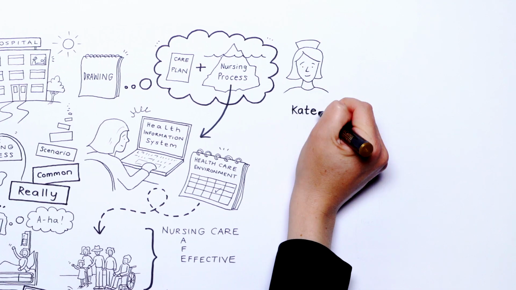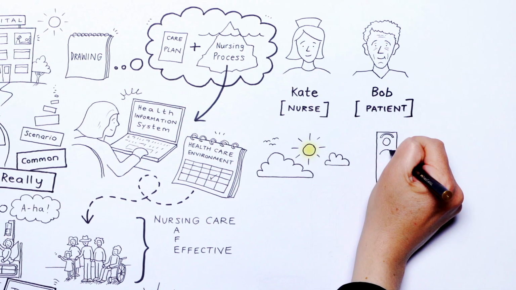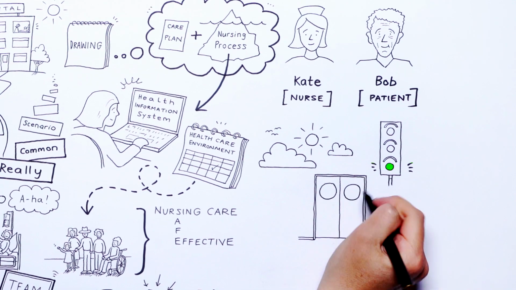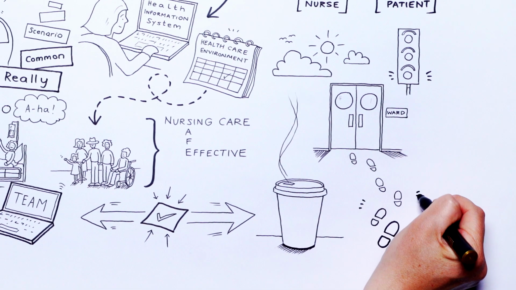All right, sit tight. Let's get started and meet Kate, our nurse, and Bob, our patient. It's a normal day and Nurse Kate has just started her shift on the ward. She's had her extra large flat white and she is ready for the day ahead.